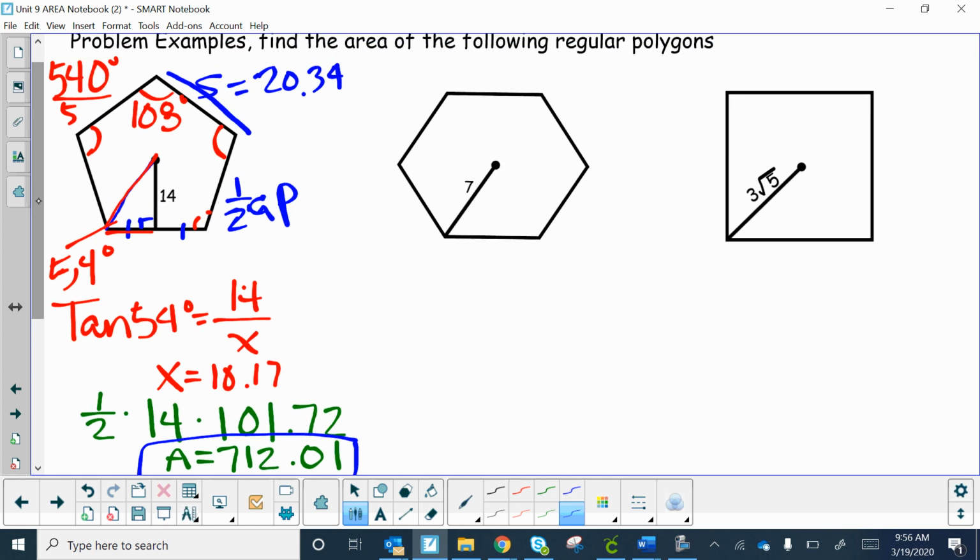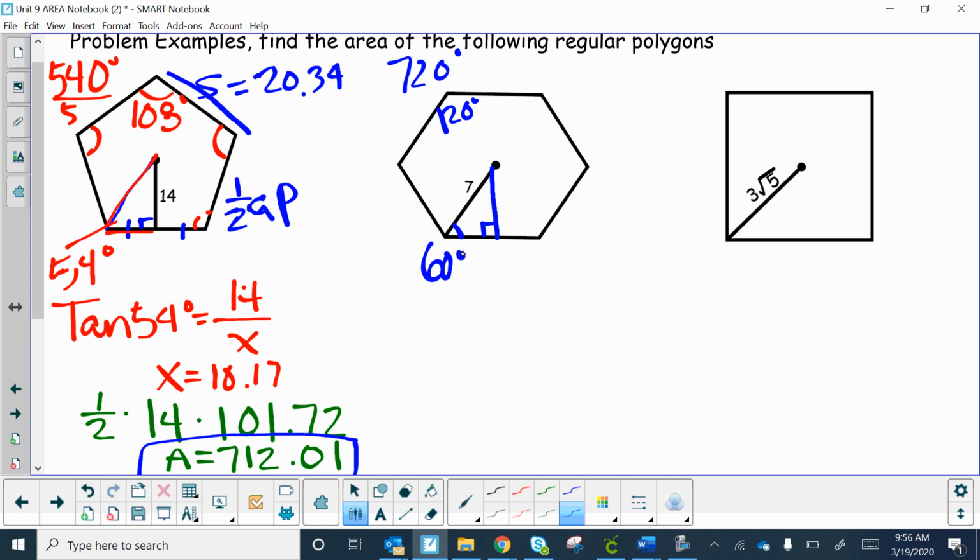This one's a little bit different. On this one, they gave me the radius. They didn't give me the apothem, but what can we do? We can draw in the apothem to make another right triangle. So for the hexagon, each angle is 120 degrees because if I take 720 degrees, that's the total measure of all the angles, and I divide it by 6, I get 120. So what does that do to this angle right here? That makes that little angle 60 degrees.